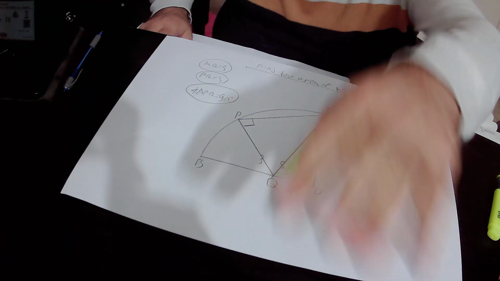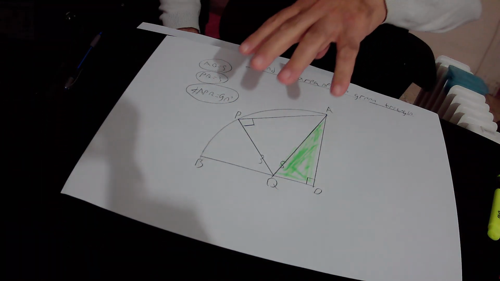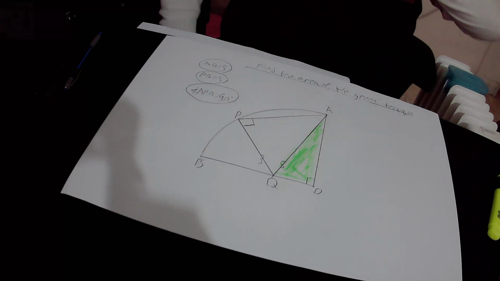In this lecture we'll find out the area of the green triangle. In the drawing we have a quarter circle. AOB is a quarter circle.